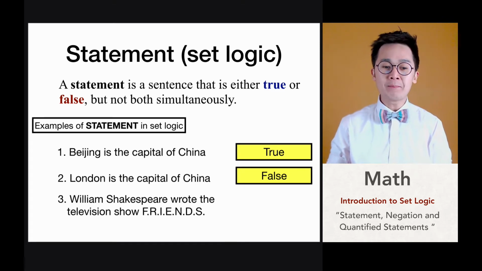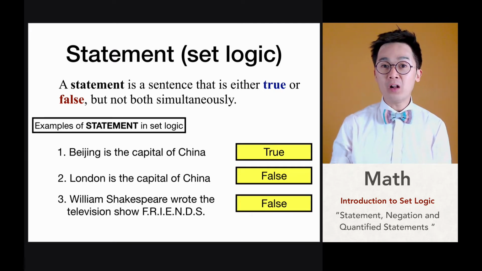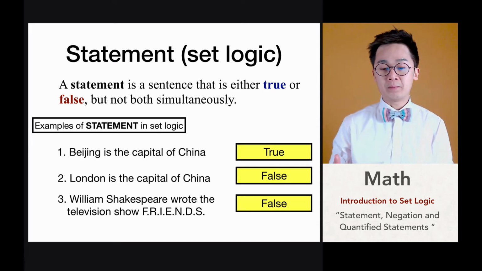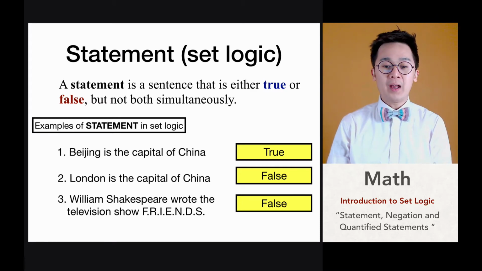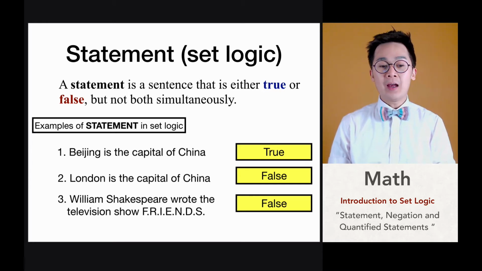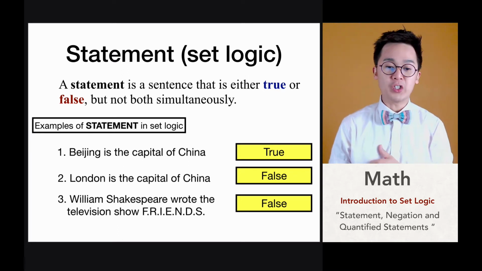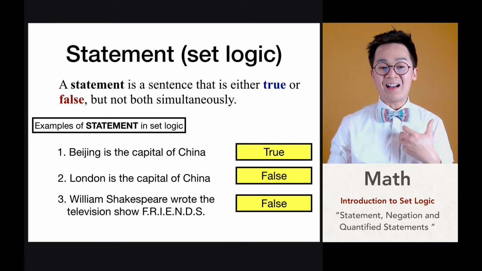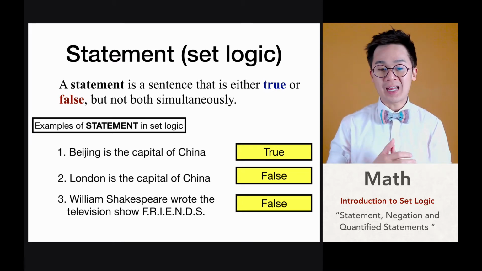In number 3, we have William Shakespeare wrote the television show Friends, which we know is a false statement because William Shakespeare existed probably way before television was invented. So this is definitely a false statement, and in that case, number 3 is a valid statement in set logic because it is a false statement. Once again, for a statement to be valid in set logic, it could either be true or false, but not both simultaneously.